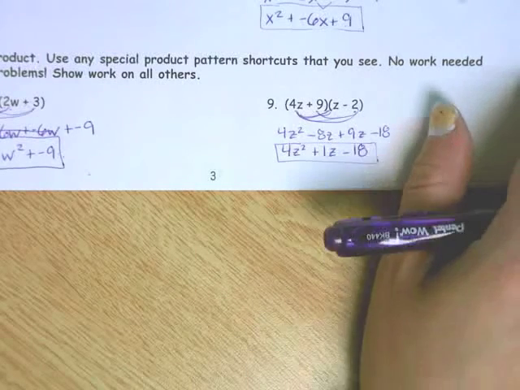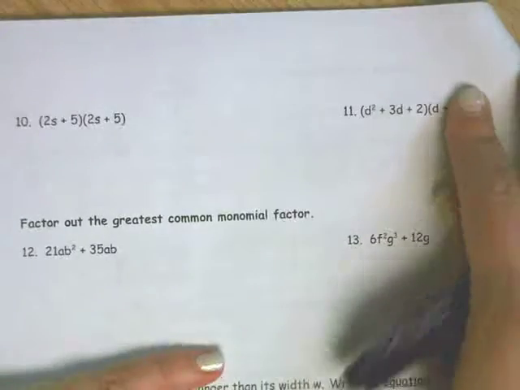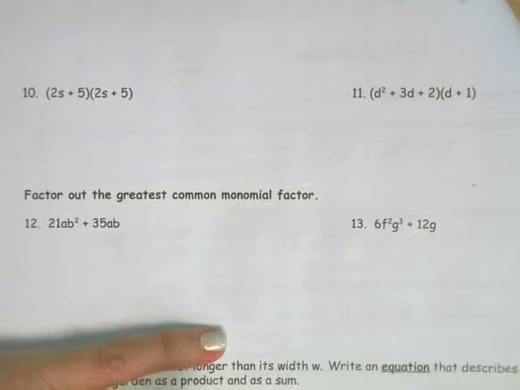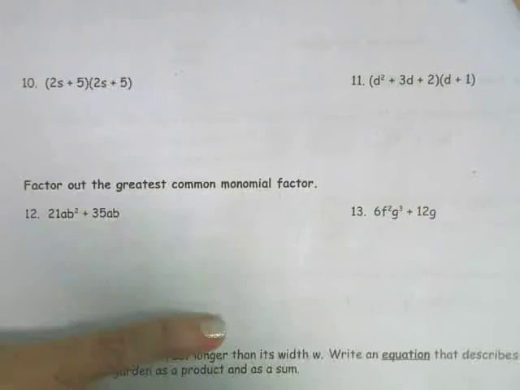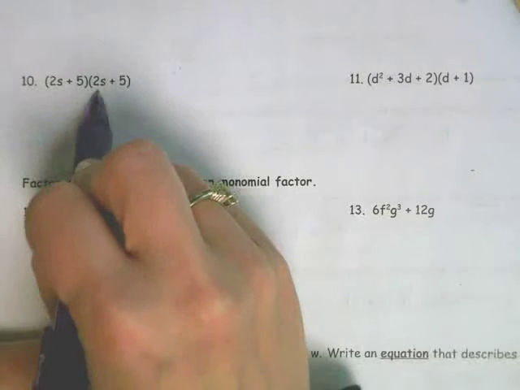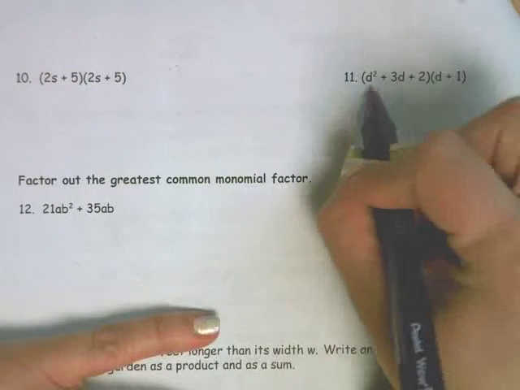Okay, doing okay so far? Let's look at the next page and see what else we've got. I do have a couple more products for you, and then we'll do some factoring. I'm going to have you try both 10 and 11. 10 shouldn't be an issue for you. In fact, you might be able to see a pattern that you can use for that. Number 11 might be a little bit trickier.